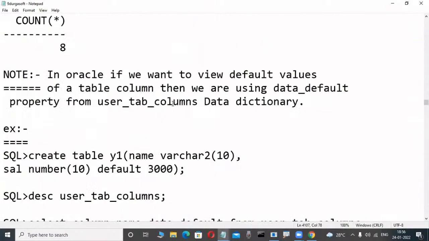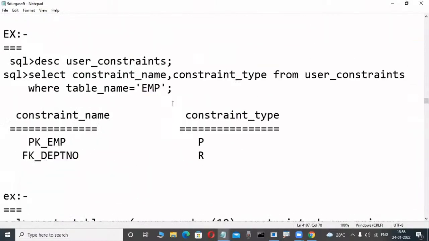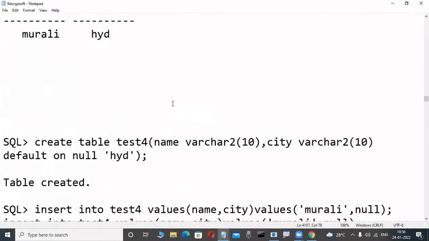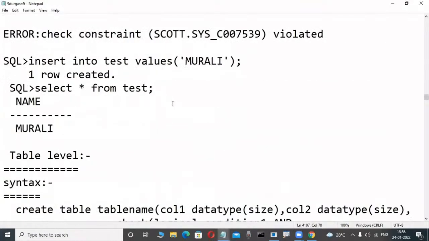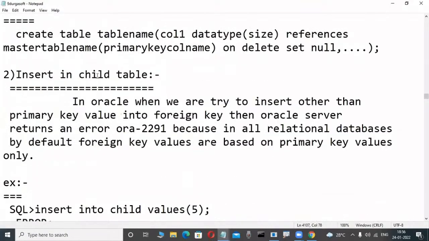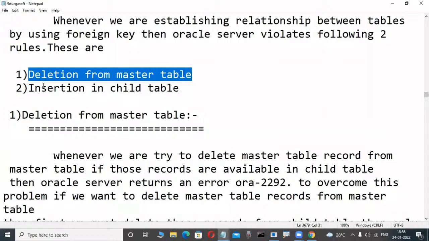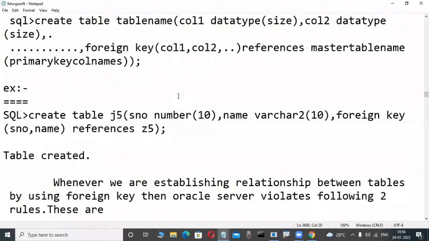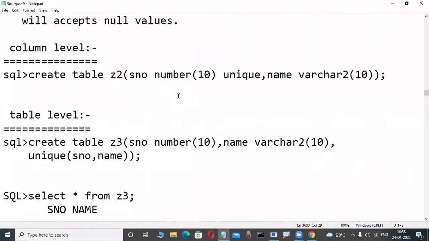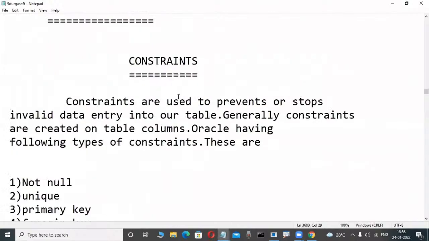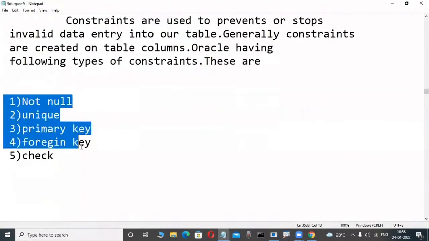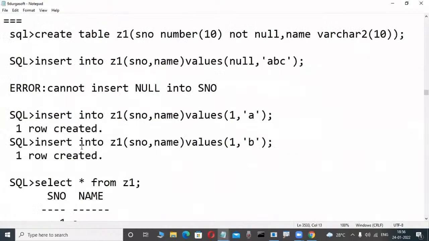Whenever a master and child table are available, some rules automatically apply: deletion from the master table and insertion in the child table. These are big chapters, and they apply in every database. What is a primary key, what is a foreign key, what is check, what is unique? These things are in the constraints chapter, which we cover in our course. So don't worry, one by one.